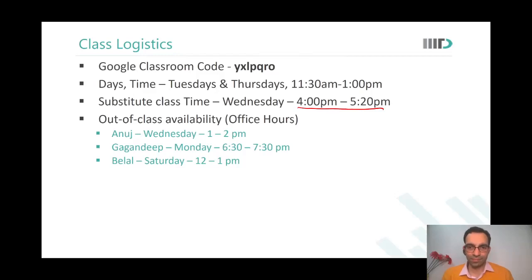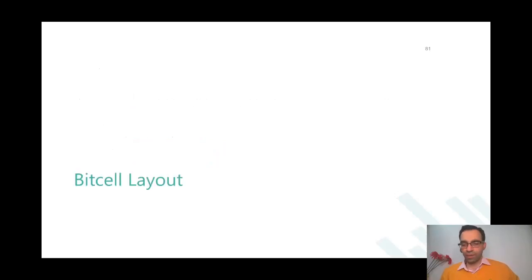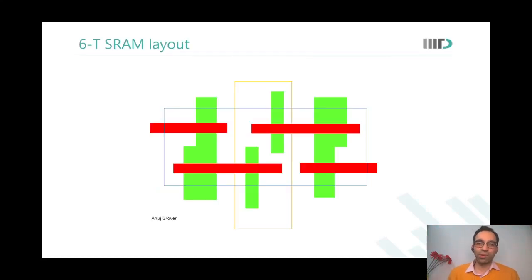Okay. So now we come to bit cell layout. Some of you had seen this layout in the DVD course, but we will go into much more detail over here. So you can tell me, what is this device? Is this pass gate, pull down, pull up? It is the pass gate. Okay. What is this device? Pull down.